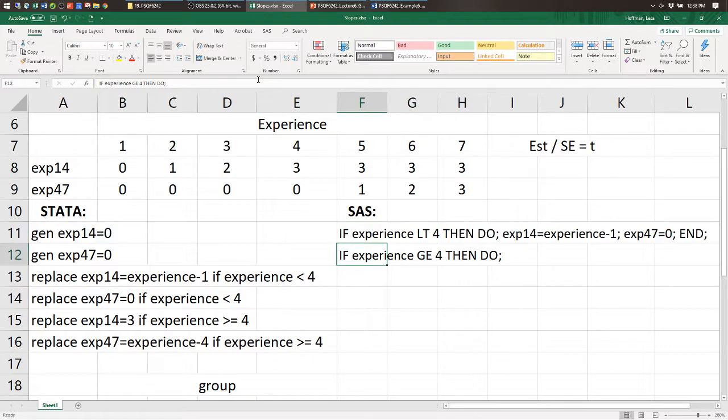Okay. There. If experience is greater than or equal to 4, then do. The first one equals 3. The second one equals experience minus 4. And there. That is what it needs to look like. I had screwed up the ordering of these two things and swapped them in class, I believe. And that's why I had several of you making the same pattern of errors that I induced.